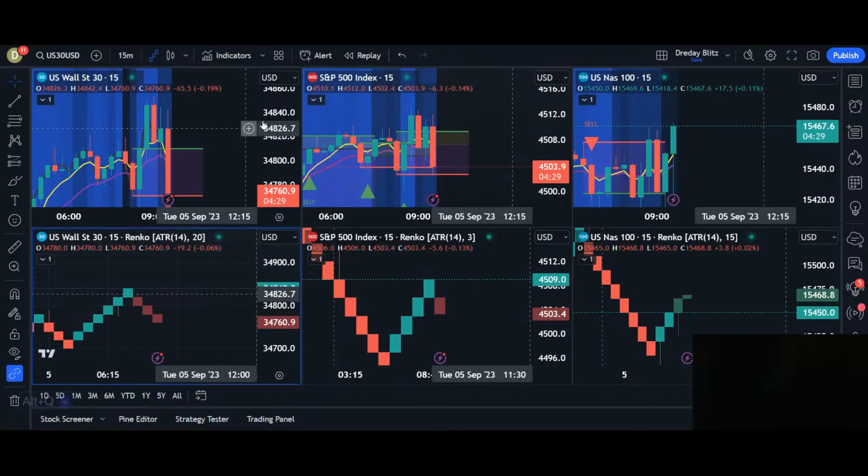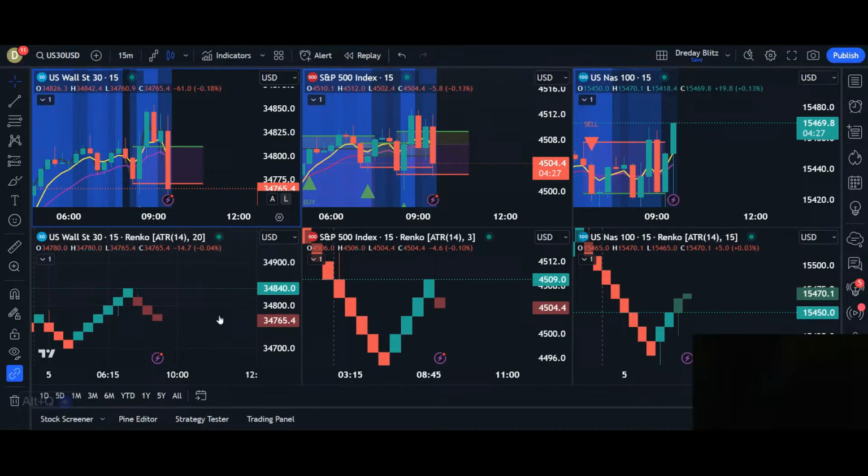Okay, so US 30 is still pushing down. S&P 500 too.